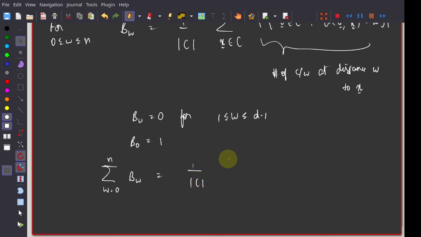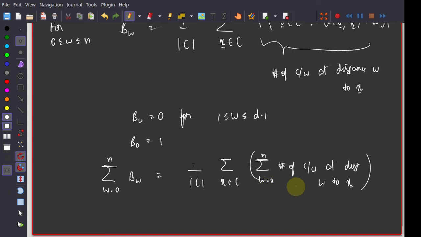Size of C times summation over all X in C, summation over all W of the number of code words at distance W to X, equal to size of C. The length of x is n, yes.